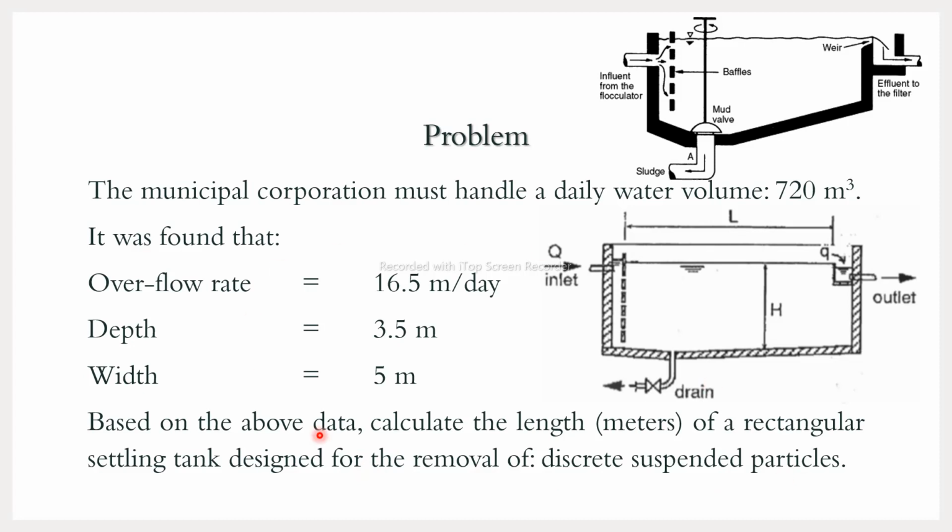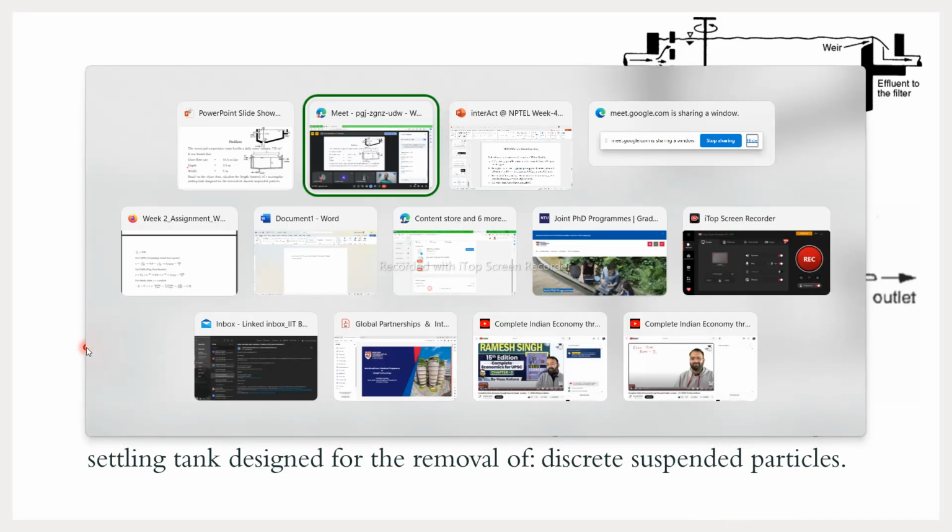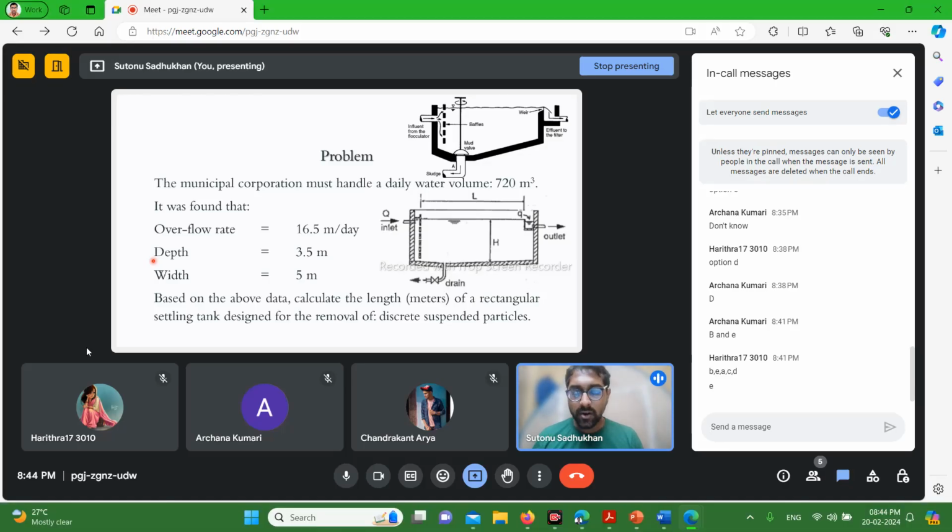So I'll give you a hint here. This depth that you are seeing may vary also in some cases. That's why I have taken this picture here. If the depth varies, though it has been told that it is a rectangular settling tank and the depth is given, will it be useful for your calculation? My hint is no, depth is not important. So now the problem becomes very simple.